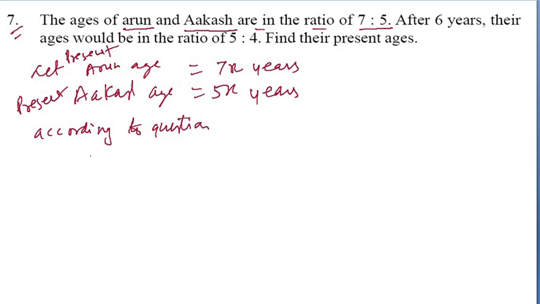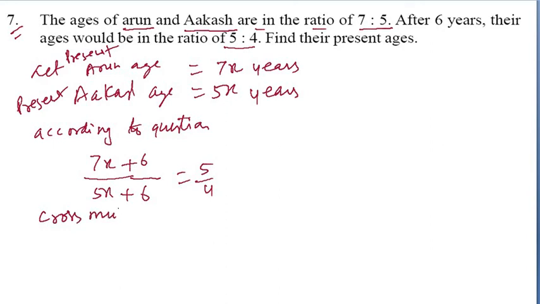it is 7x and here is 5x. After which year? After 6 years. So add 6. So it becomes 5 to 4. So you have to write 5 to 4. Now do the cross multiplication. What will happen here? Now 4 is multiplied to 7x plus 6 and 5 is multiplied to 5x plus 6.